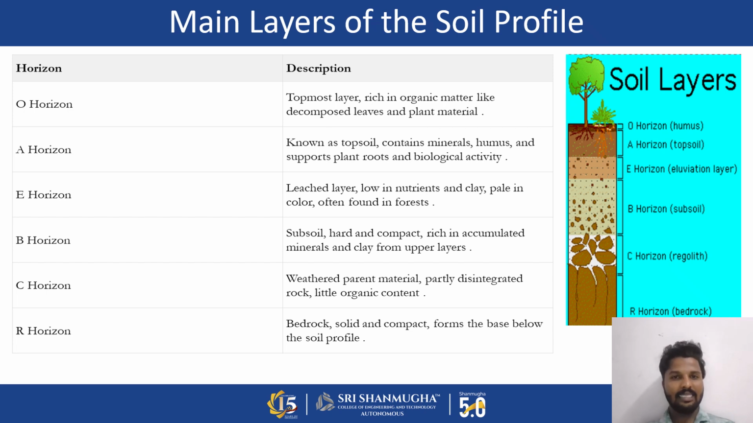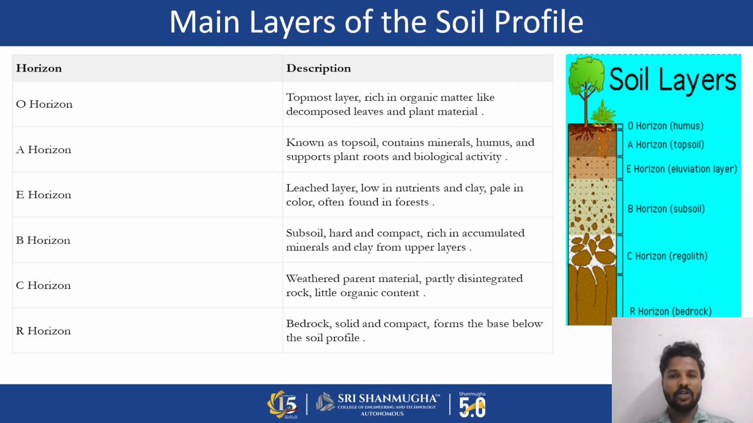The fifth one is the C horizon. It is called parent material or regolith. It is located below the B horizon. It consists of unconsolidated, partially weathered geological material, like regolith. So regolith means unconsolidated, partially weathered geological material. It is almost like parent material and almost like a newly formed soil. That is called regolith. This material may or may not be the original parent rock from which the upper layers formed.